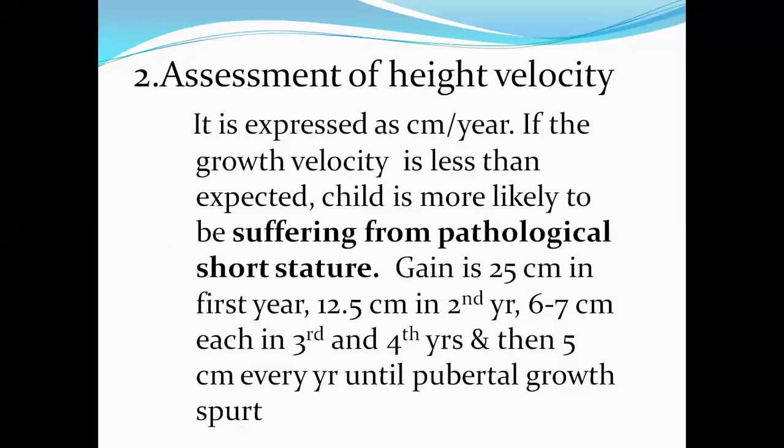Now about height velocity, gain of height is 25 centimeter in the first year. Like if the baby is 53 centimeter or 50 centimeter at birth, he will be around 73, 74 at 1 year of age. Then 12.5 centimeter in the second year, half of the first year. Then 6 to 7 centimeter in 3 to 4 years. And afterward, 5 centimeter every year until the pubertal growth spurt occurs. 25 in the first year, 12.5 in the second year, 6 to 7 centimeter in the third and fourth year, and then 5 centimeter every year.